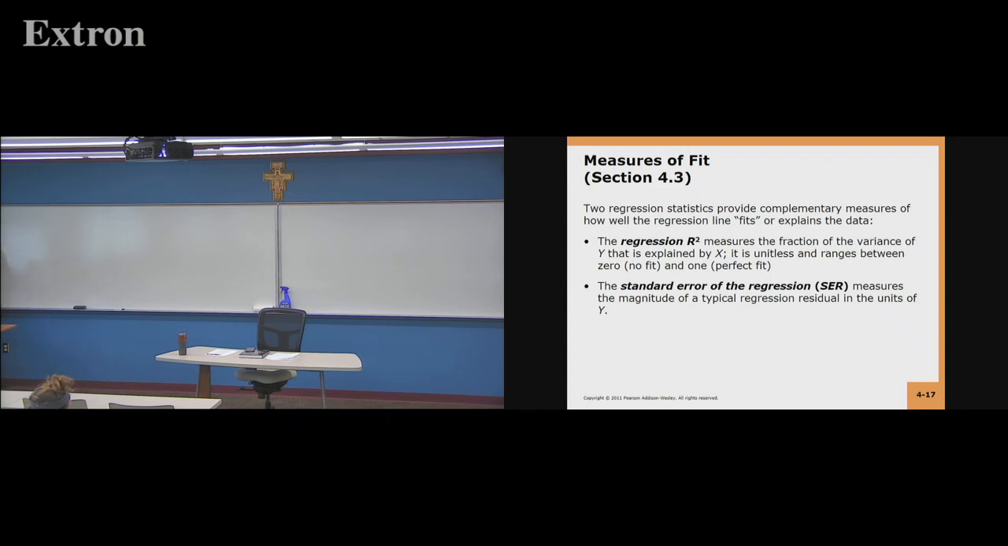The other measure of fit is the standard error of the regression, and it measures the magnitude of the typical regression residual in the units of y. So that's that u variable we mentioned, that was just the error. Obviously, you want the error to be as low as possible. And to back up, that's the distance between the predicted y value from our model and the actual y value.